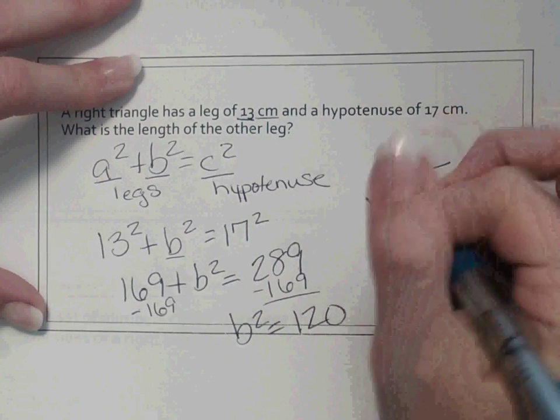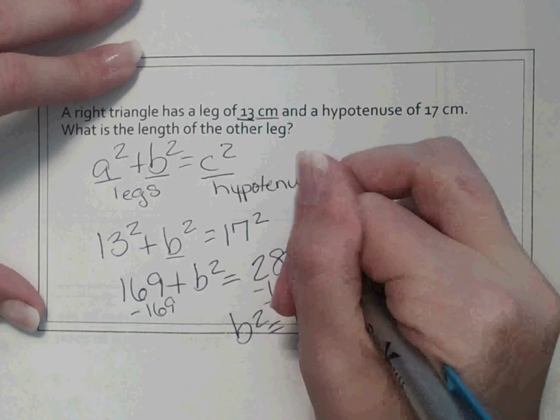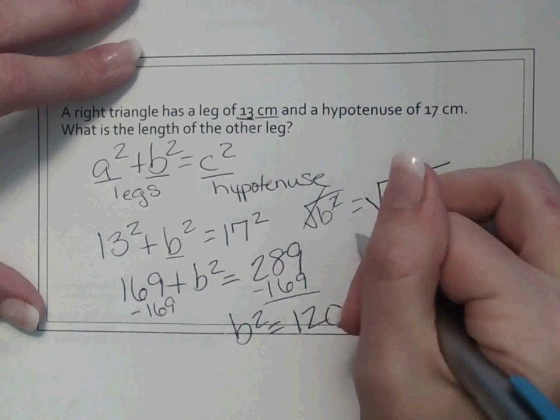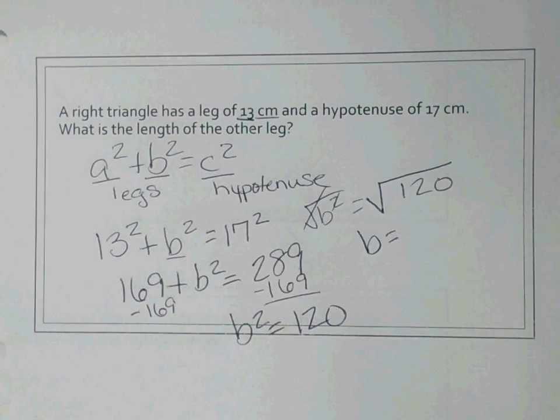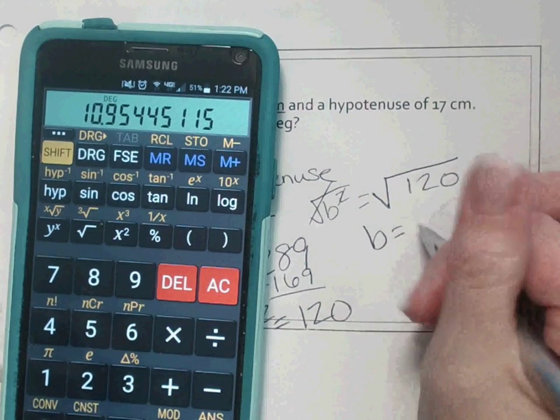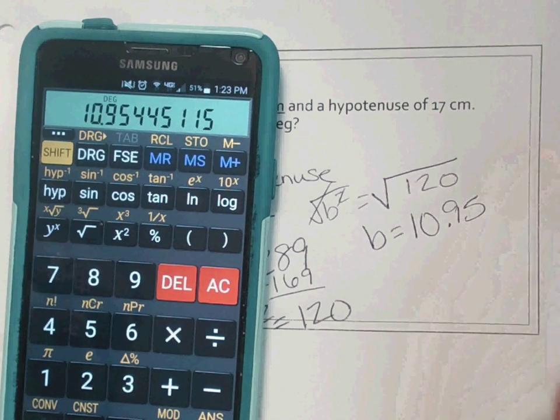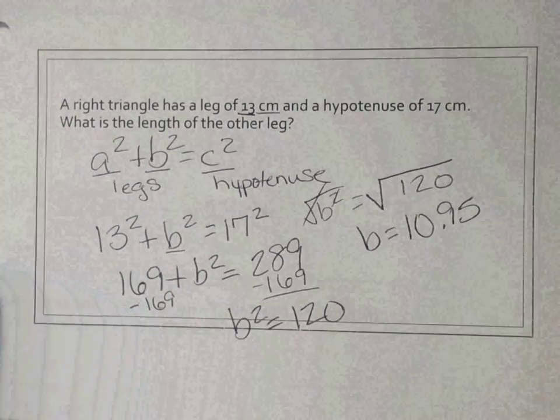So when I take the square root of both sides, I do get b equals the square root of 120, which is about 10.95. So I could say it's about 11 there.